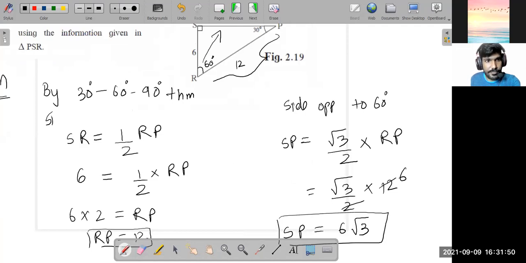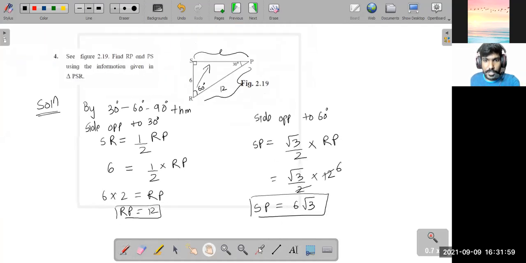Did you understand? Okay. So here we have used the side opposite to 30 degree formula, which is half of the hypotenuse. Here we have used the side opposite to 60 degree, which is root 3 upon 2 times the hypotenuse. Now write it down.